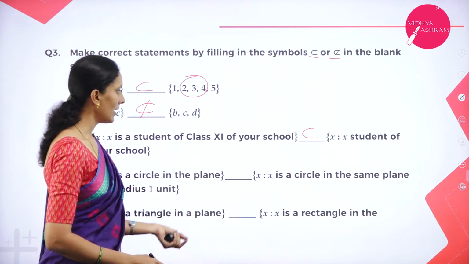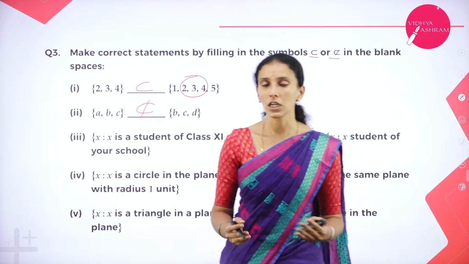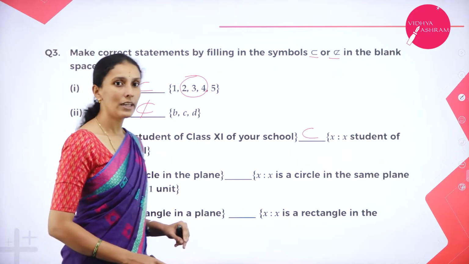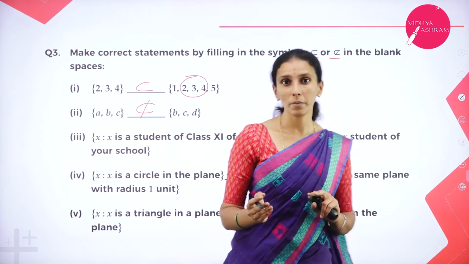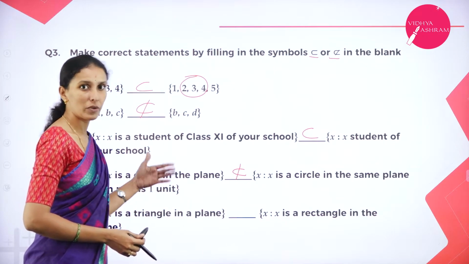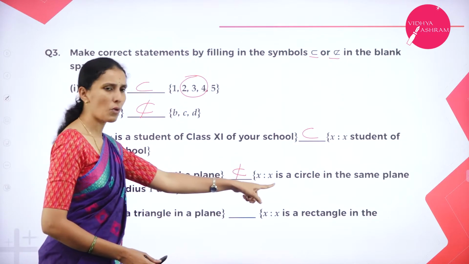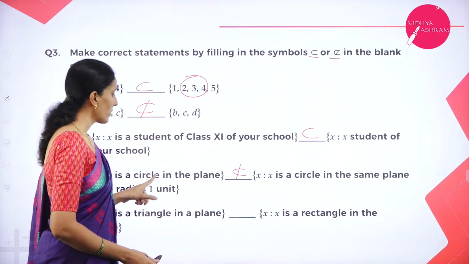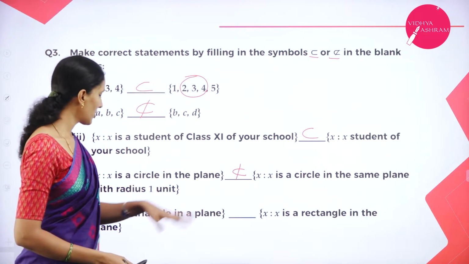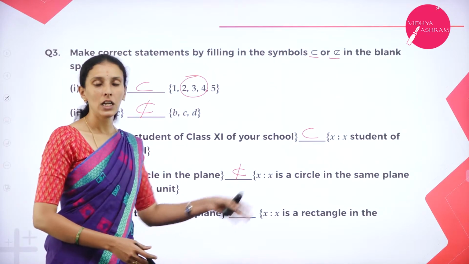Next, a circle in the plane, and a circle in the same plane with radius 1 unit. A circle in the plane means there may be a number of circles of different radius. And the second set is a circle in the same plane which contains only radius 1 unit. So this cannot become a subset. Why? Because this is the larger set. This set contains all the circles with different radius, but this set contains only circles of radius 1. So this is the smallest set and this is the largest set. So therefore this set cannot become a subset of this. And triangle in a plane, rectangle in a plane. So no connection between triangle and rectangle, because this is a 3-side figure and that is a 4-side figure.